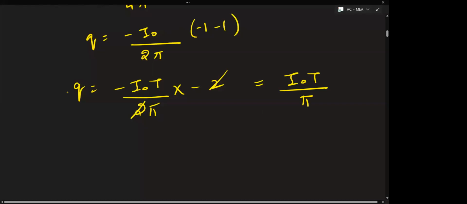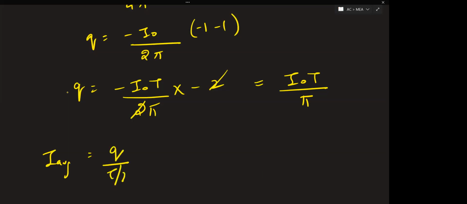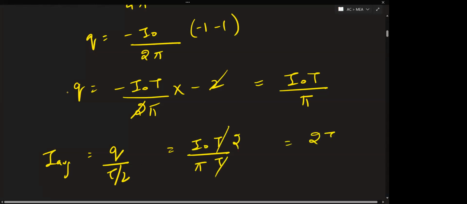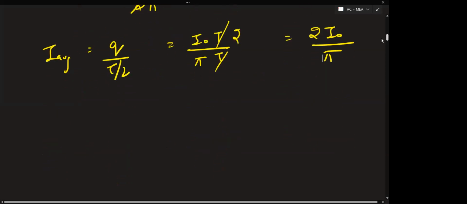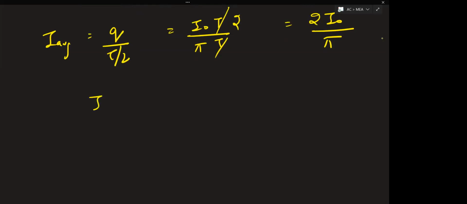Now see, this is the charge, but we want the average current. Average current will be what? Average current will be charge divided by the time period. Time is T by 2. Charge we have calculated, it is I naught T by pi, divided by T by 2. See, T gets cancelled. Final answer is 2 I naught by pi. So your average current over a half cycle, its value is 2 I naught by pi. And if you write it in decimals, it is 0.637 I naught.